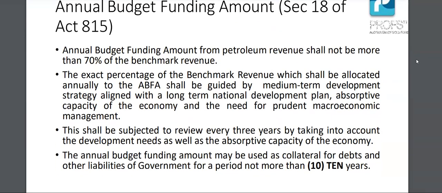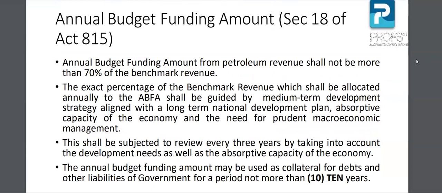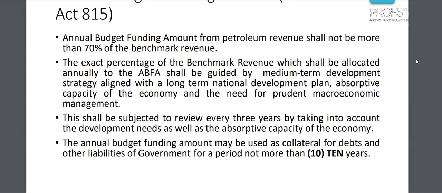Okay, so looking at section 18, a maximum of 70% of the benchmark revenue. That means that not more than 70% is allocated to the ABFA, guided by the medium-term development strategy. I think I've said all that, so I don't want to go into all that. But it's subject to review every 3 years. That is the medium-term development plan.